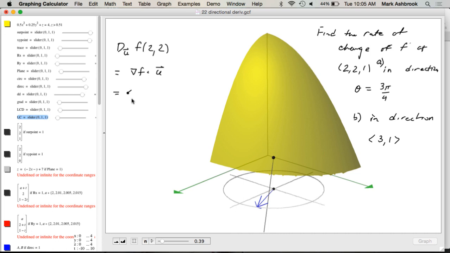So what did you find for the gradient? What's the gradient? This is particularly at (2, 2), right? So for this gradient vector, we're going to use the actual values at the point (2, 2). So did you get (-2, -1)? And then dot, well, we need a unit vector in that direction. How do we make a unit vector in that direction? 3 over radical 10, 1 over radical 10.